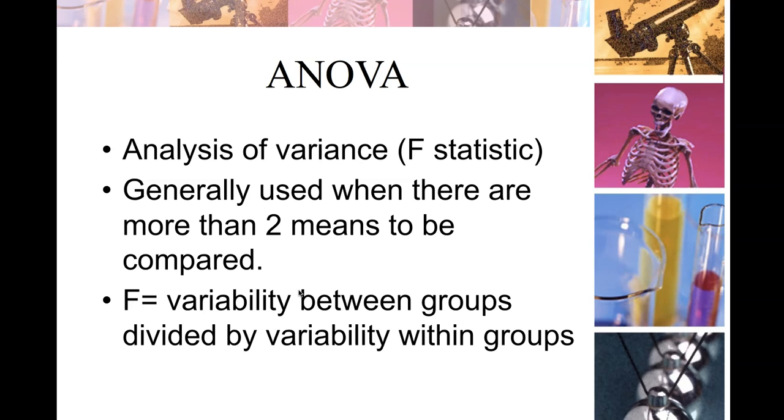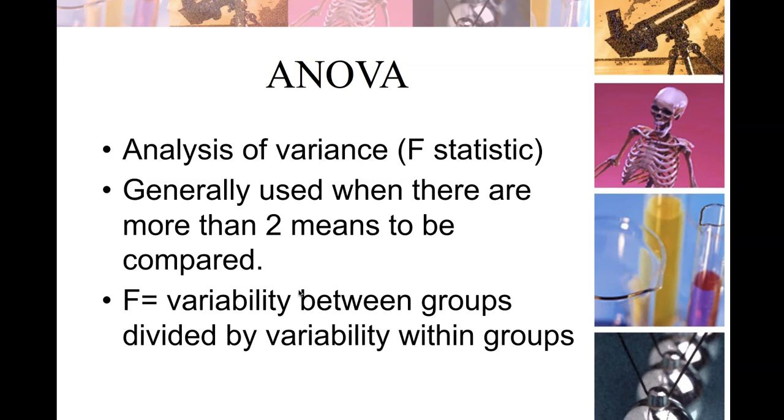An ANOVA. ANOVA is an analysis of variance, and the ANOVA is almost the exact same thing. The only difference is you'd use it for more than two groups. So if you've got two groups, you're going to use a t-test. If you have more than two groups, you'll use an ANOVA.